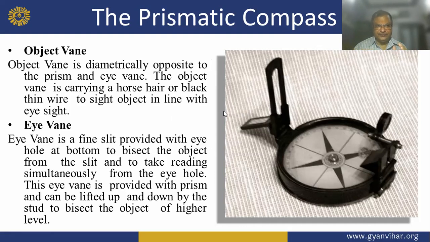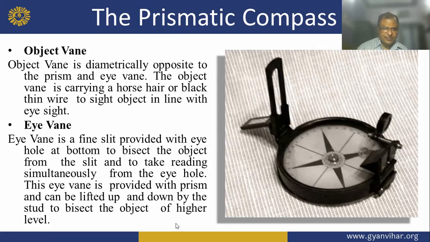The object vane is dimensionally opposite the prism and eye vane. The object vane carries a horsehair or thin black wire fixed to the slit in the frame. This is the object vane, and this is the horsehair here. Okay, clear?